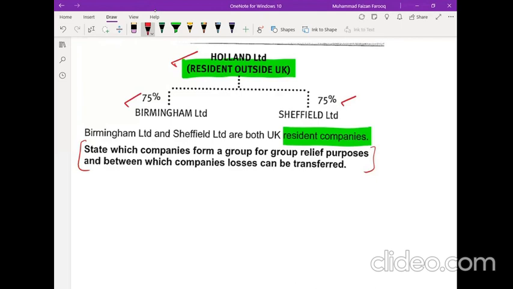We are going to write that Birmingham and Sheffield are both in a 75% group relief, as both companies are 75% subsidiaries of Holland Limited. Then we will write that residency doesn't matter, that Holland is not UK resident doesn't matter. A 75% group can be created amongst companies in the UK or outside the UK. So we can say that the group is created. The group members are Holland, Birmingham, and Sheffield. Till here, any questions? No questions.